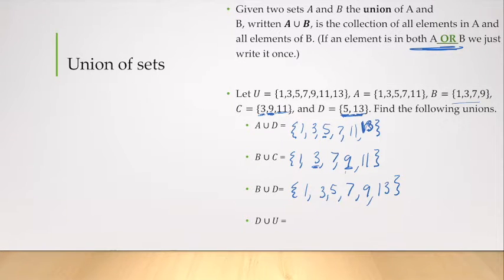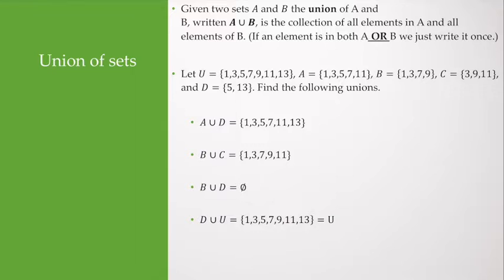Next, I'm going to take D union the universal set. So I take everything in the universal set. And then everything in D is already in the universal set, so we just get the universal set back out. That's important to note that anything union with the universal set, you're just going to get back out the universal set. Here are the answers.